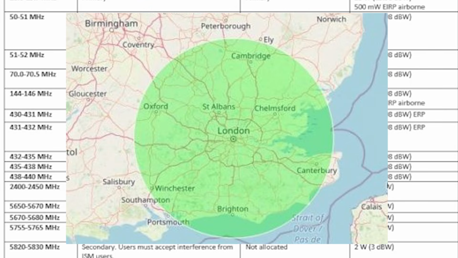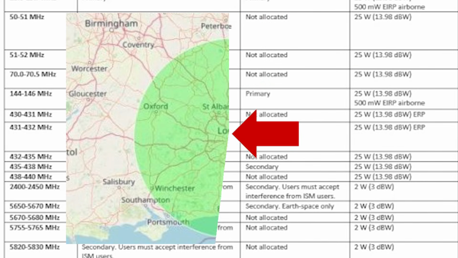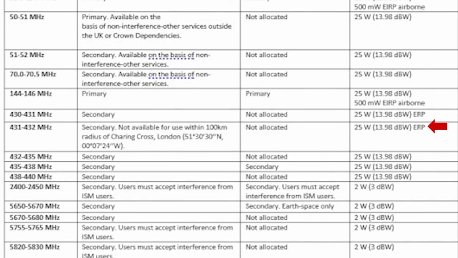This one is a very common exam question. You cannot operate on these frequencies within 100 kilometres of Charing Cross, and also note that if you're using a beam antenna, then ERP applies. And as a reminder, ERP is the transmit power multiplied by the gain of the antenna.